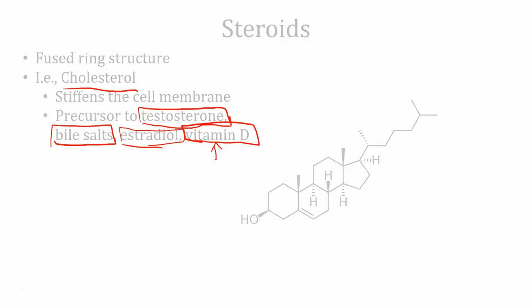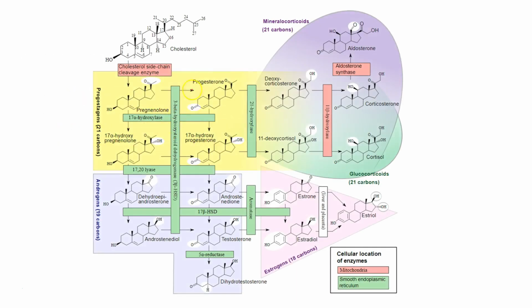And here's a picture that shows just how important cholesterol is. There's a whole bunch of different stuff that cholesterol can go into, to then be modified and make different stuff. So cholesterol can be modified to make this thing called progesterone. Progesterone is a hormone which prepares the uterus for pregnancy.